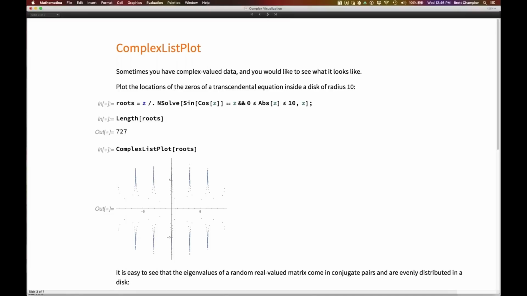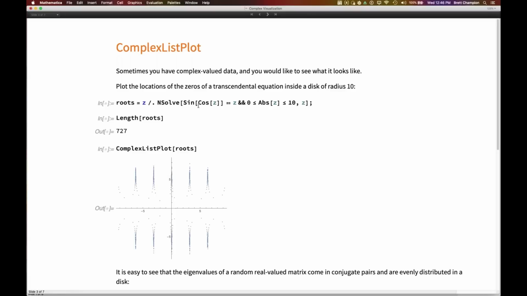And so the first and simplest of these functions is ComplexListPlot. This is essentially ListPlot, but for complex valued things. And so this is good for visualizing discrete complex numbers that may arise in various forms. Typically, they're going to be roots of some sort, whether it's an explicit set of results coming out of Solve or something else.